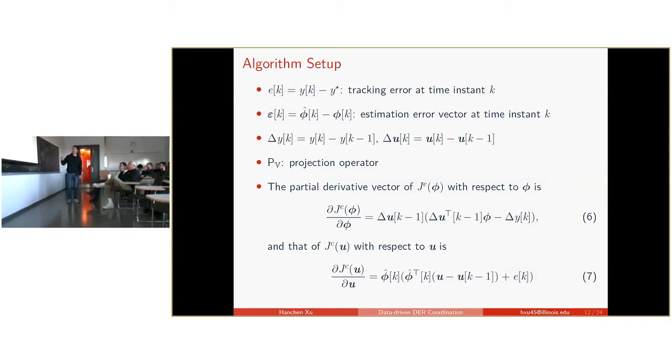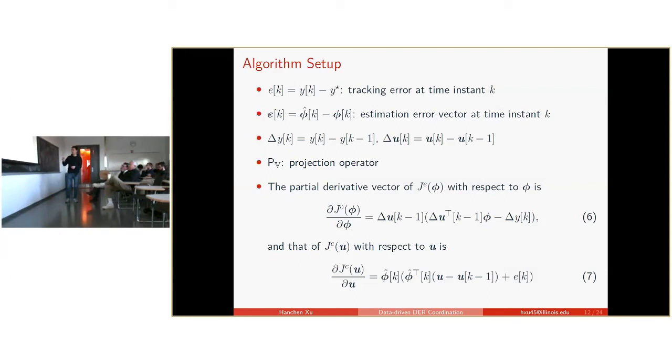Also, we define the difference between two time instants: delta yk as yk minus yk minus one, and similarly for delta uk. And we also define a projection operator, which essentially projects a vector onto a convex subspace.